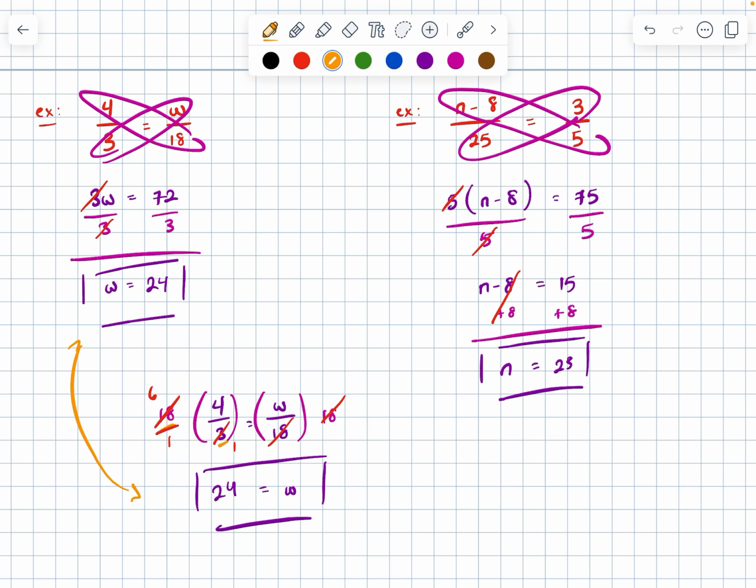So cross-multiplying, in a weird way, is actually a different version of this. What is 18 here? Look at the 18 and the 3. In the context of the problem, what do you think this is?